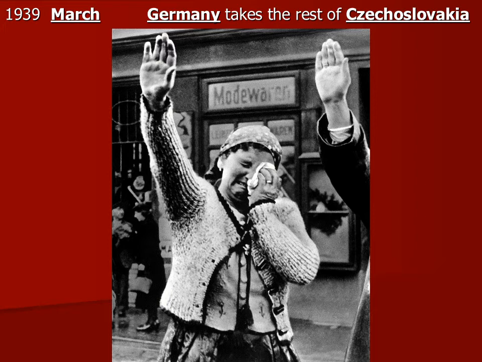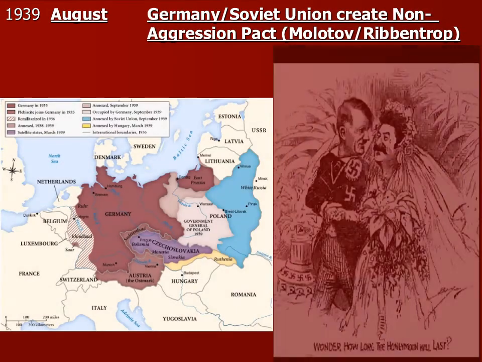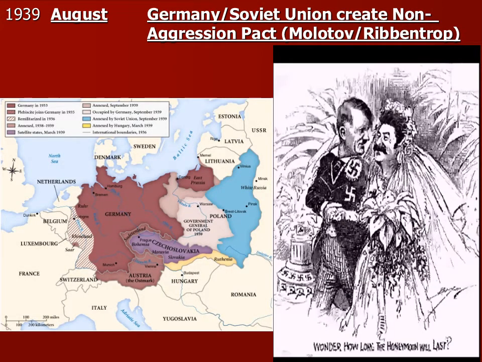Yes. And so in March of 1939, Hitler takes the rest of Czechoslovakia in total violation of the Munich Pact, making Neville Chamberlain kind of look foolish. In August of 1939 of that same year, Germany and the Soviet Union are going to create what's called the Non-Aggression Pact. It's also called the Hitler-Stalin Pact. It's also called the Molotov-Ribbentrop Pact.